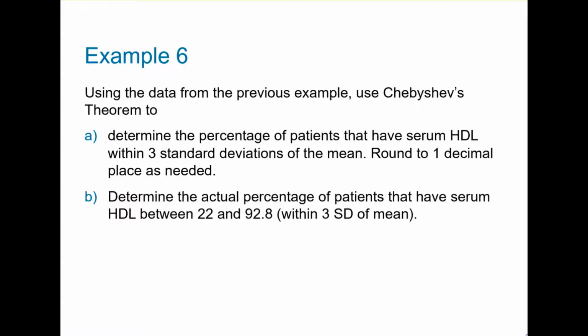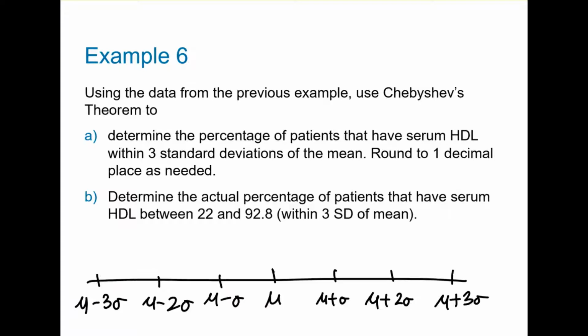We don't have a picture for Chebyshev's theorem like we do the empirical rule, so we will just draw a line with mu plus sigma, mu plus 2 sigma, and so on. We are wanting to determine the percentage of patients that are within 3 standard deviations of the mean, so that's between here and here. If we use the empirical rule, we would get 99.7%. However, Chebyshev's theorem will give us a different number.